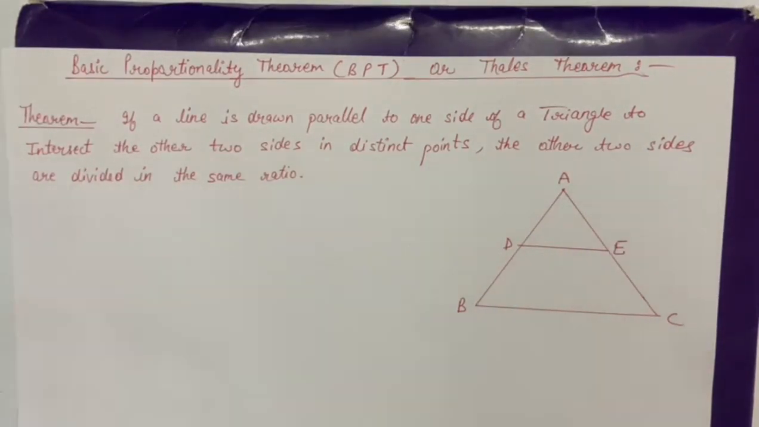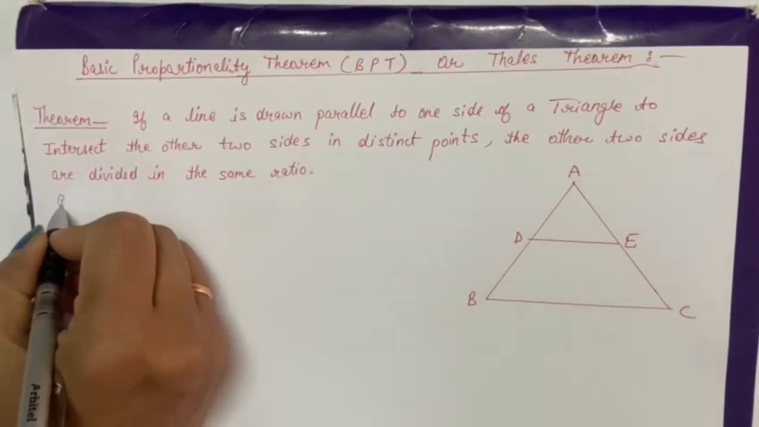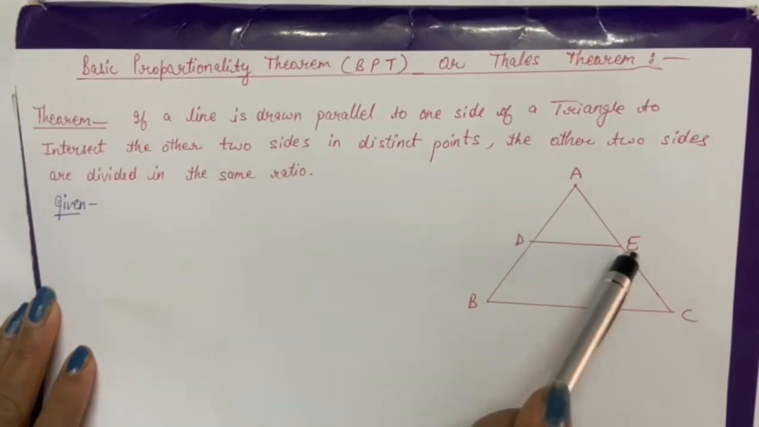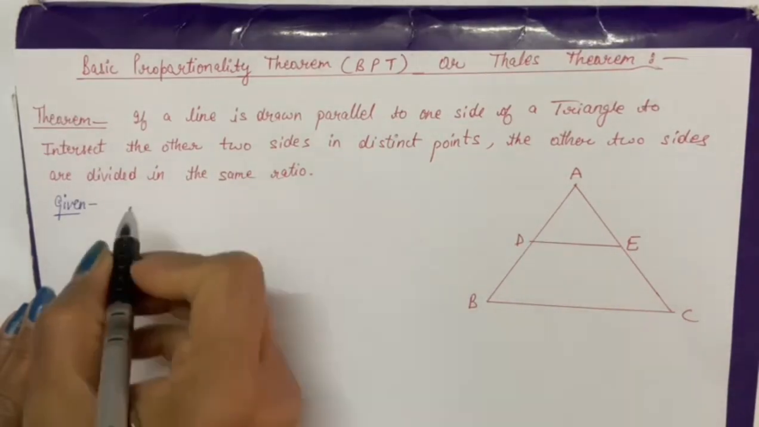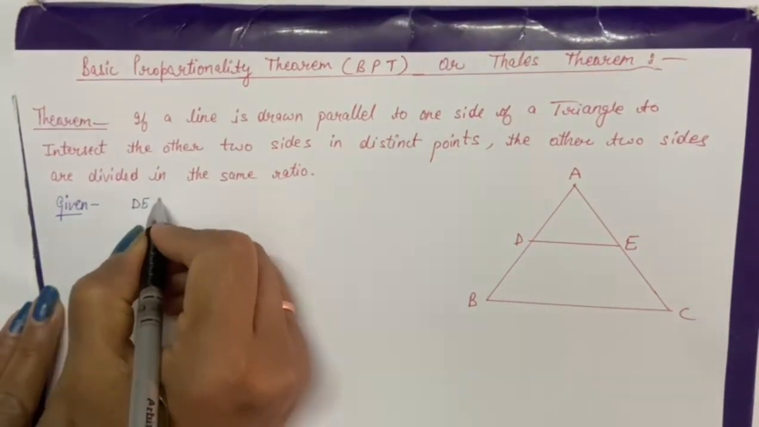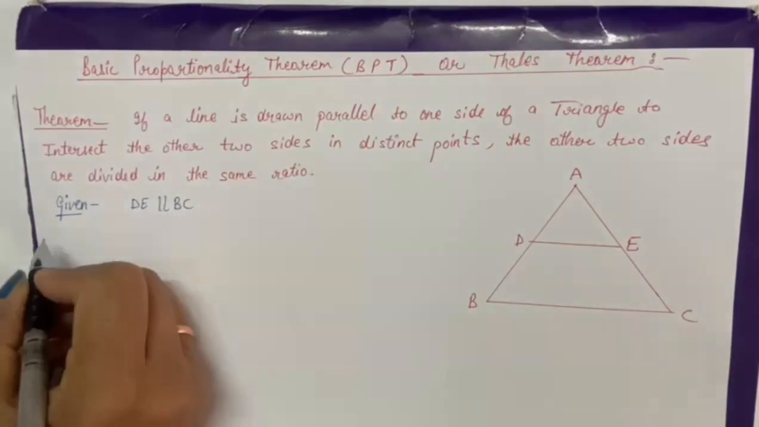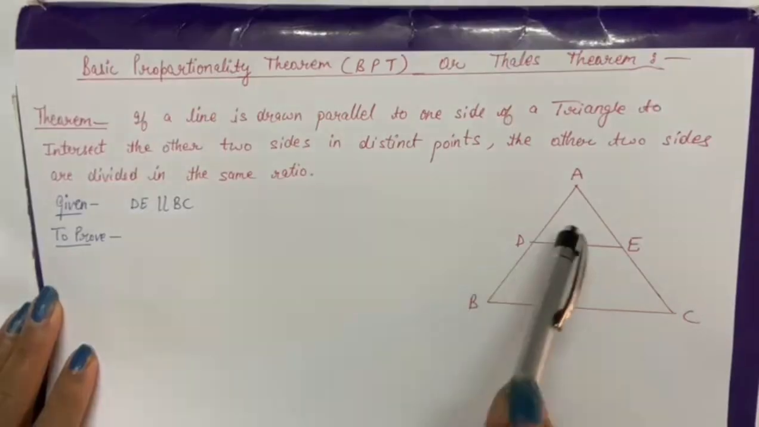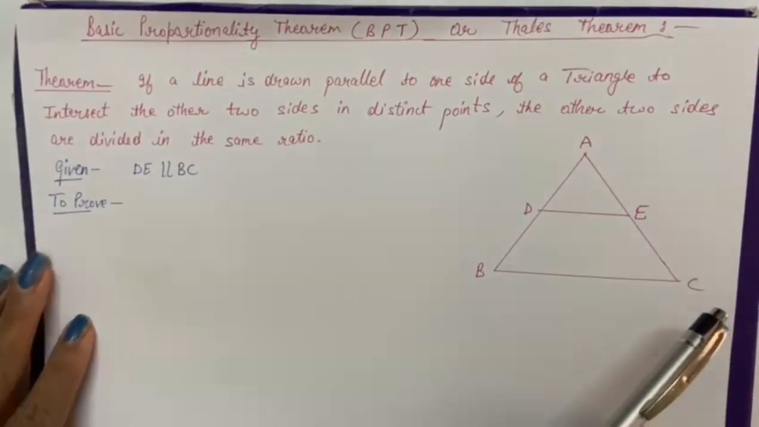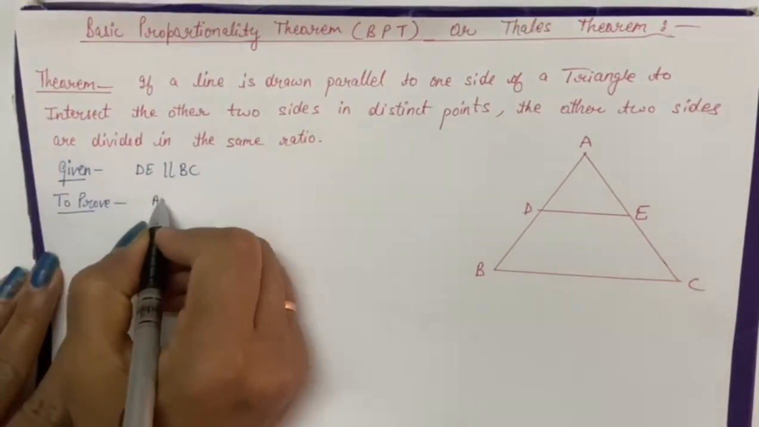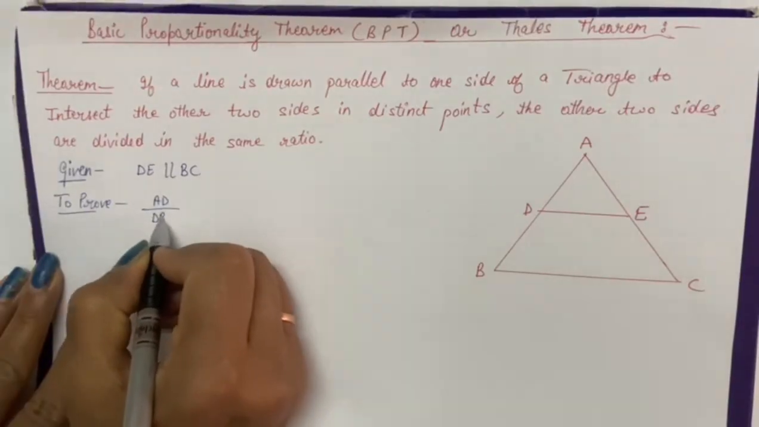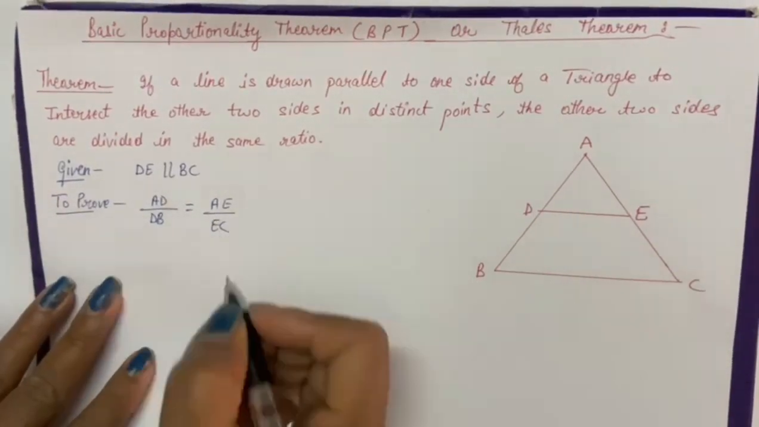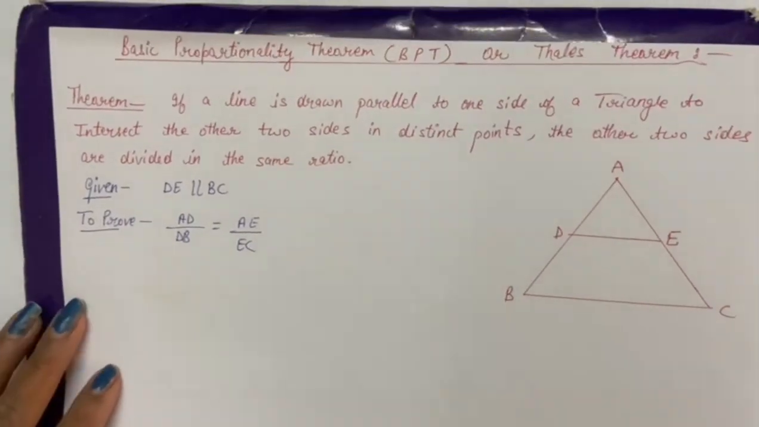Got it? So here we will write the given part. So always start by writing the given part. So here given that DE line is parallel to BC. So DE is parallel to BC and we have to prove that the side ratios are equal, right? So we will write down AD by DB is equal to AE by EC. So this is the thing we have to prove.